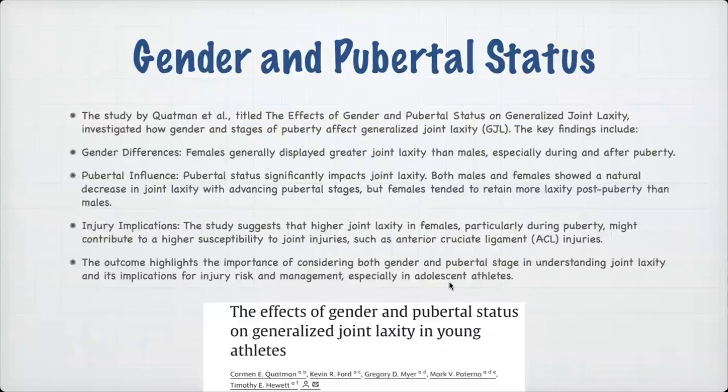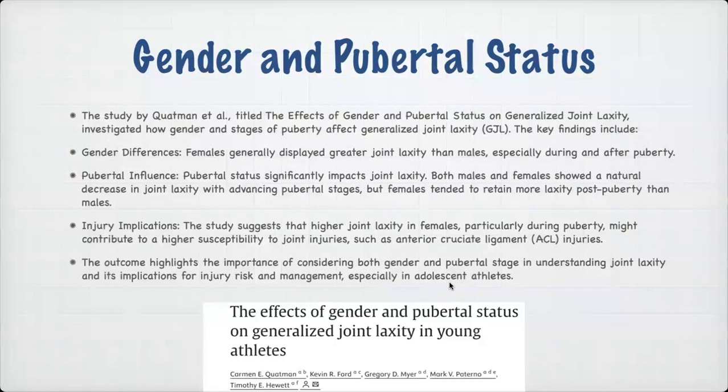Okay, and then finally, the gender and pubertal status. There was a study by Quatman titled The Effects of Gender and Pubertal Status on Generalized Joint Laxity, which investigated how gender and stages of puberty affected the general population. And gender differences: females generally display greater joint laxity, especially during and after puberty. Pubertal status significantly impacts joint laxity. Both males and females showed a natural decrease in joint laxity with advancing pubertal stages.